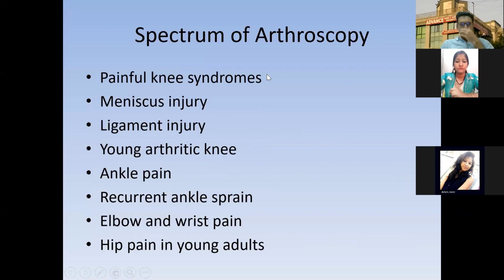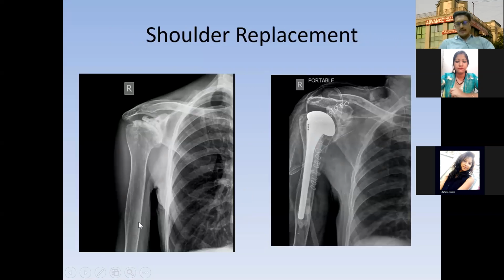Now besides these shoulder problems, we are also using this arthroscopy in painful knee syndromes, meniscus injuries, ligament injuries, ankle injuries, ankle sprain, hip pain. Now this is very interesting. You must have heard about knee replacement, but this is the shoulder replacement that we do. So some patients who have very bad arthritis of the shoulder, we can do a shoulder replacement.